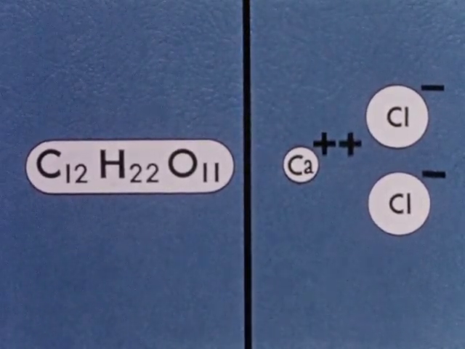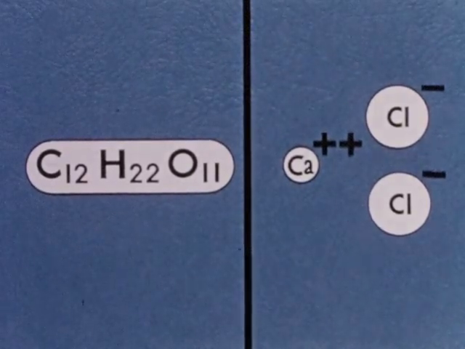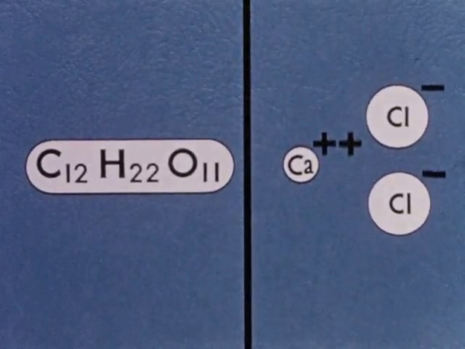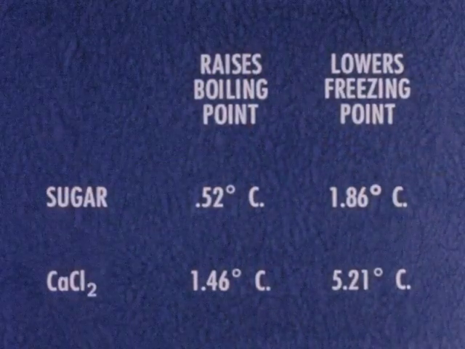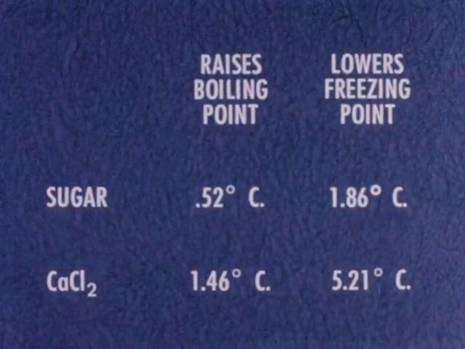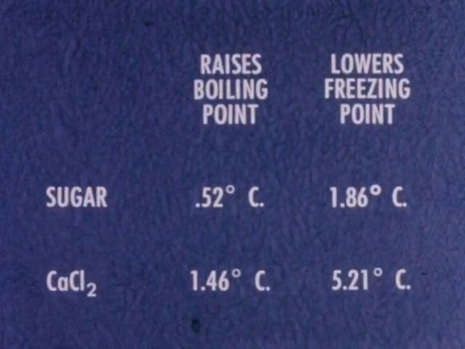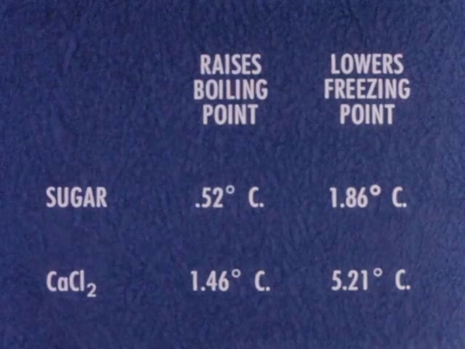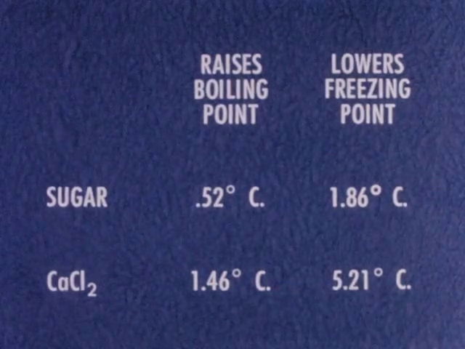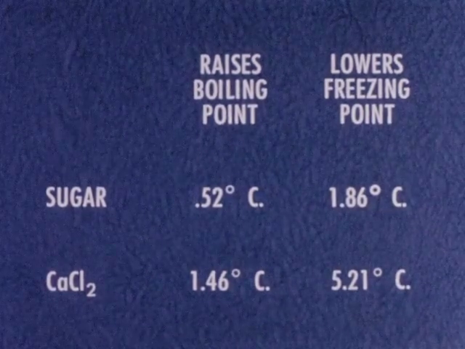Since the boiling point and freezing point of a solution depend on the number of particles of solute present, the effect of calcium chloride should be 3 times the effect of the sugar. It is actually a little less than that because of interionic attraction, which causes some of the calcium and chloride ions to clump together.